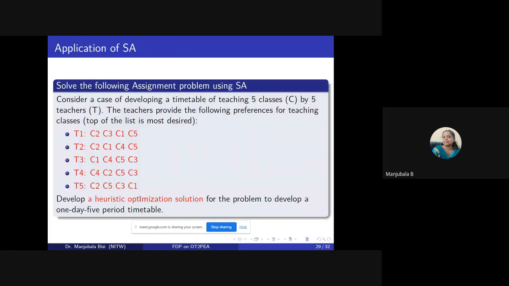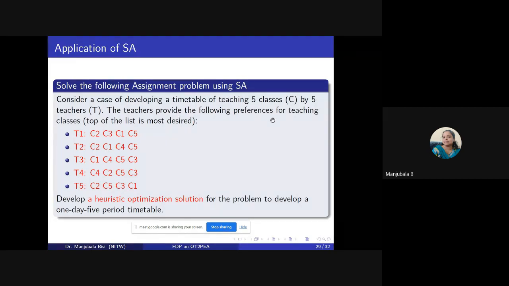So this is another problem, an assignment problem. Suppose there is a problem to schedule a timetable, or develop a time schedule, for 1 day with a 5 period timetable. There are 5 classes: C1, C2, C3, C4, C5. There are 5 teachers: T1, T2, T3, T4, T5. These are the preferences given by the teachers, right?